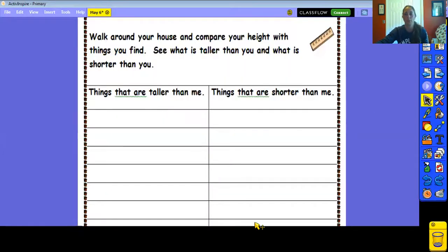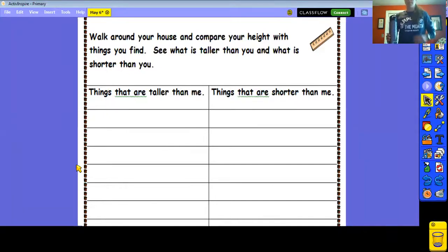Here's a new challenge for you. You ready? Walk around your house and compare your height with things you find. See what is taller than you and what is shorter than you. And I'll give you an example. You ready? Here's me, and here's my water bottle.